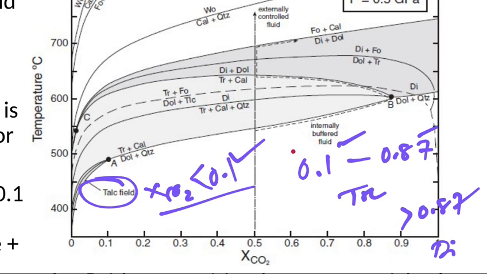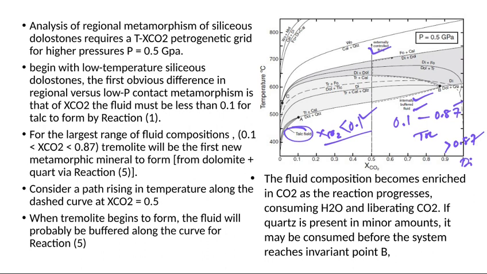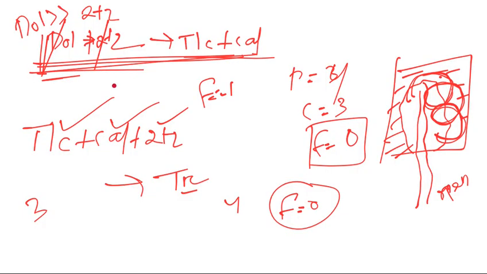Other things are the same: internally buffered fluid, externally buffered fluid, how the reaction proceeds, and how the degree of freedom works. Degree of freedom helps the reaction to proceed. All the things are the same. You just have to memorize these values. This will complete your progressive metamorphism of siliceous dolostone.